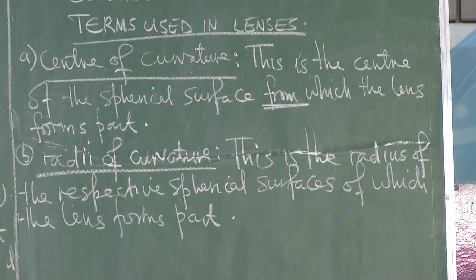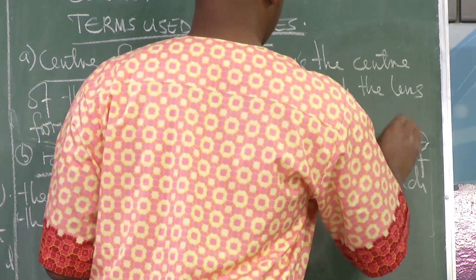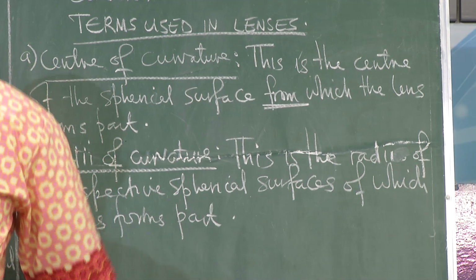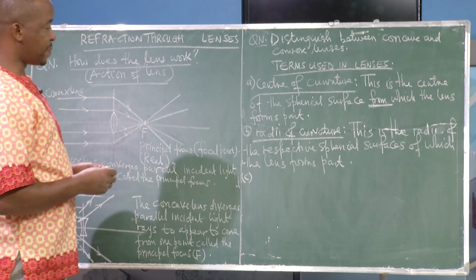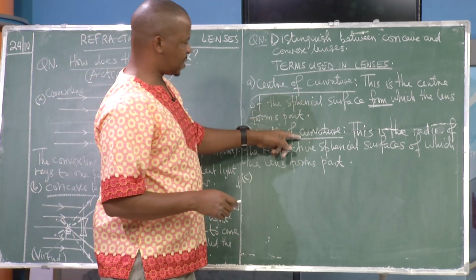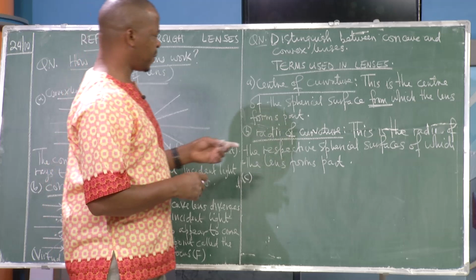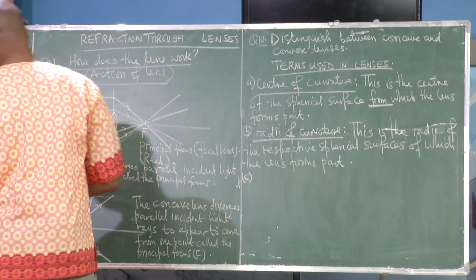The radii of curvature can be seen as the radii of the spheres, or the radius. If it is the radii, we maintain radii of the spherical surfaces of which the lens forms part. The other term that we can look at, remember we are talking about this is obtained for two different spheres. So we are saying it is the radii of the respective spherical surfaces of which the lens forms part.